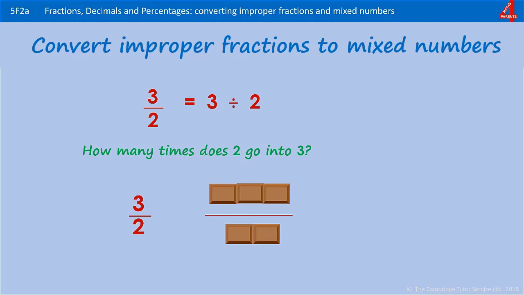To work out how many times 2 goes into 3, put 2 of those from the top with the 2 at the bottom, and you can see that that makes your whole 1, because you have 2 lots of a half. So that's your whole 1, and then how many halves are left over? You can see that there's just 1 half left over at the top.